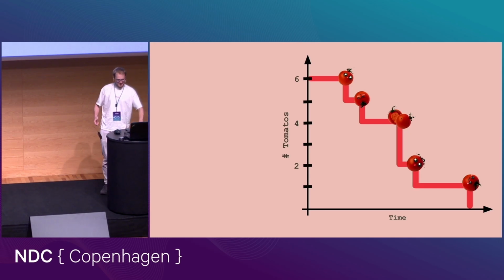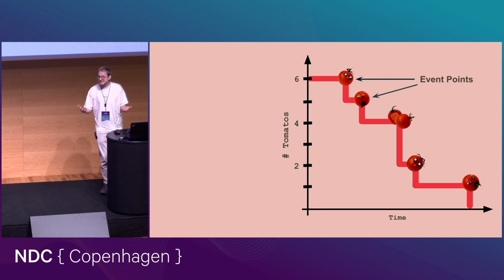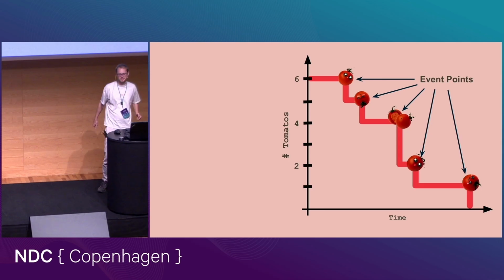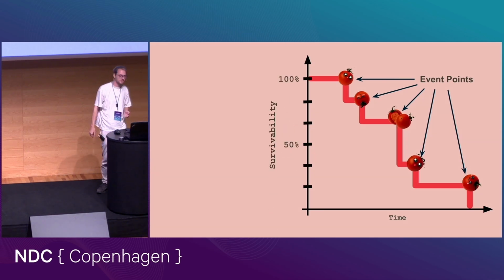So every time we eat a cherry tomato, we can call this an event point. That's where the population of the cherry tomatoes gets reduced. And we could also say, instead of saying we started off with 6 cherry tomatoes, we started off with 100% of cherry tomatoes, and we ended up with 0%.